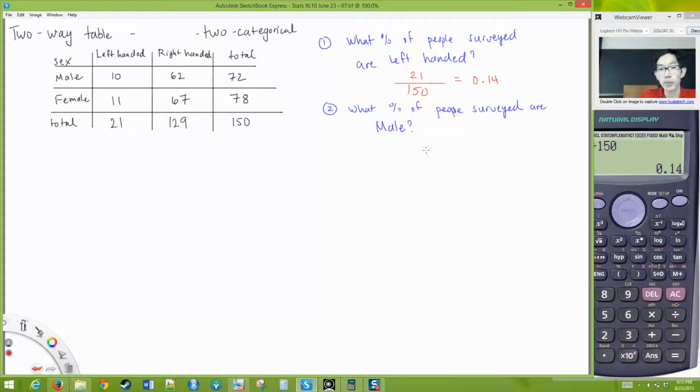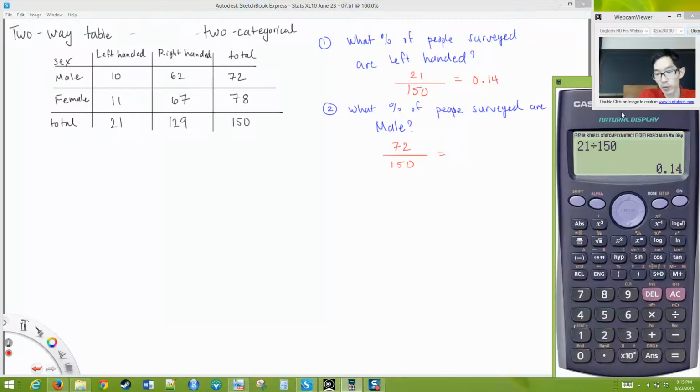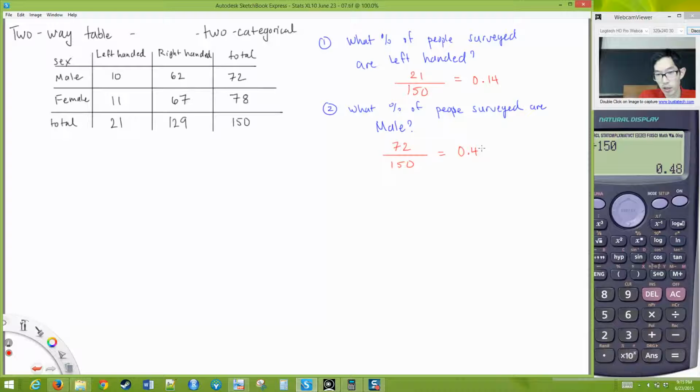Okay. And what percentage of people surveyed are male? So how many people did I survey total? 150. How many are male? 72. We're going to do 72 divided by 150, and what do we get? 48%. That's easy, right? Everybody got that? So that's just basic proportions.